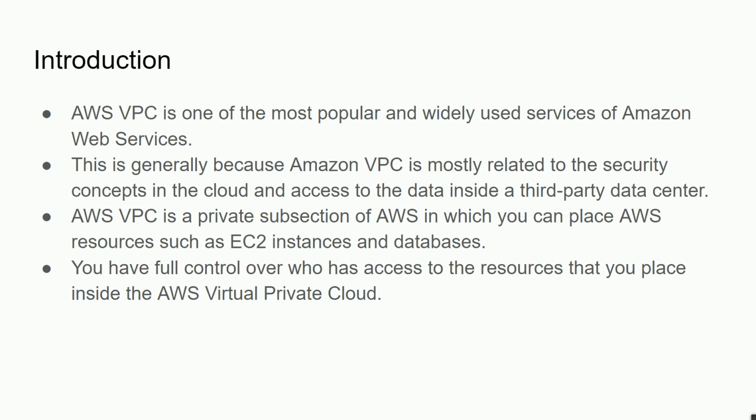You have full control over who has access to resources that you place inside the AWS Virtual Private Cloud. By default, Amazon provides a default VPC with subnets, route tables, an internet gateway and other stuff. When you create your own custom VPC, you have full control over what you want to access from external or internal and how they communicate. You have full control over the Amazon private cloud. So this is the basic introduction. Let's move further.